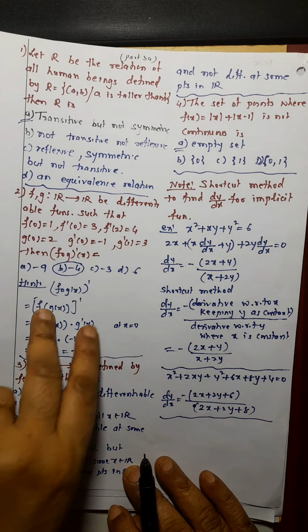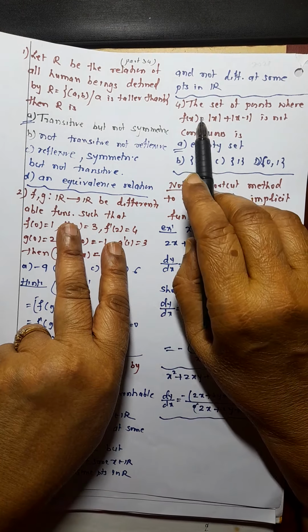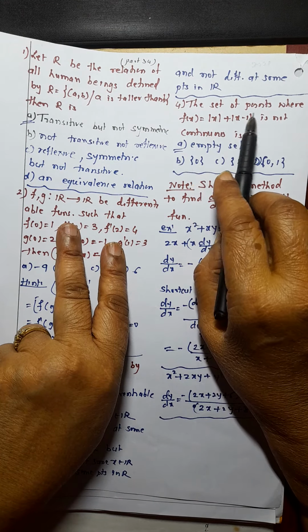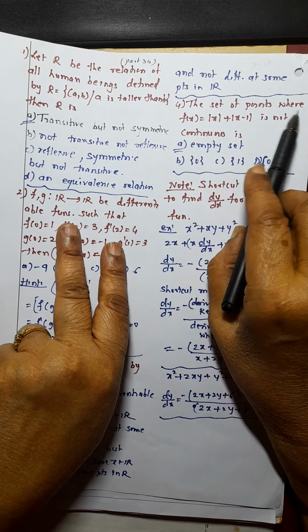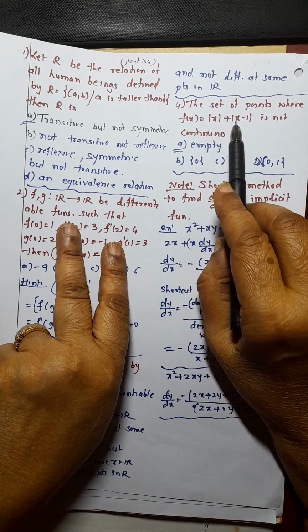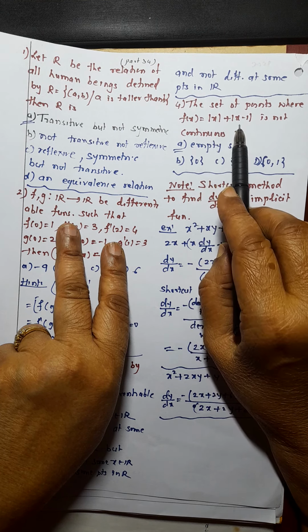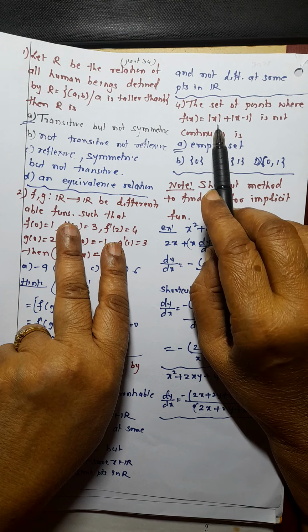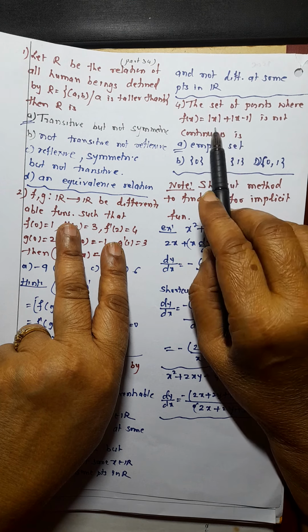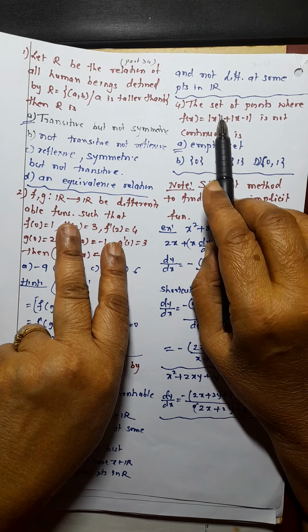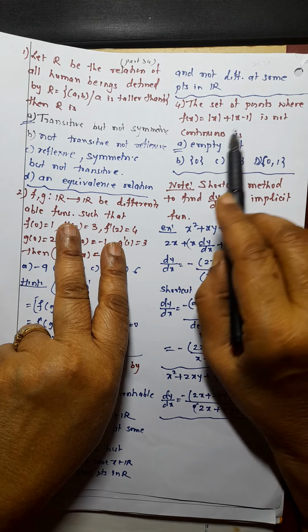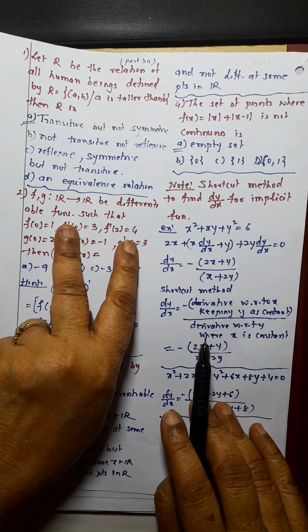They are not differentiable. In a similar problem from the same paper, it is asked: the set of all points where this is not continuous. So here, you know, modulus functions are always continuous functions. So this is continuous at 0, this is continuous at 1 also. The dangerous points are 0 and 1, so they are continuous. Therefore, the set of all points where it is not continuous is the empty set.